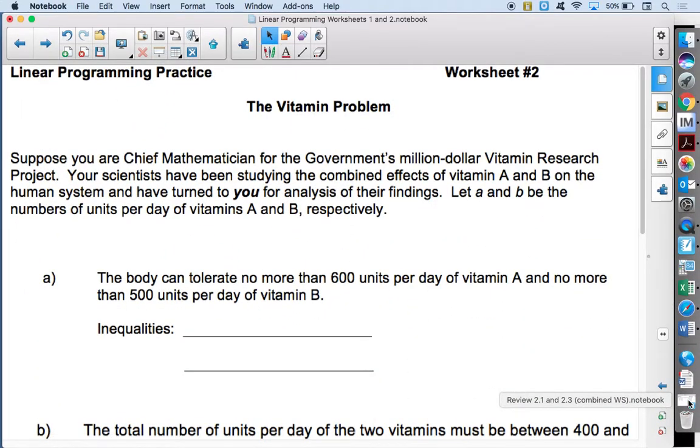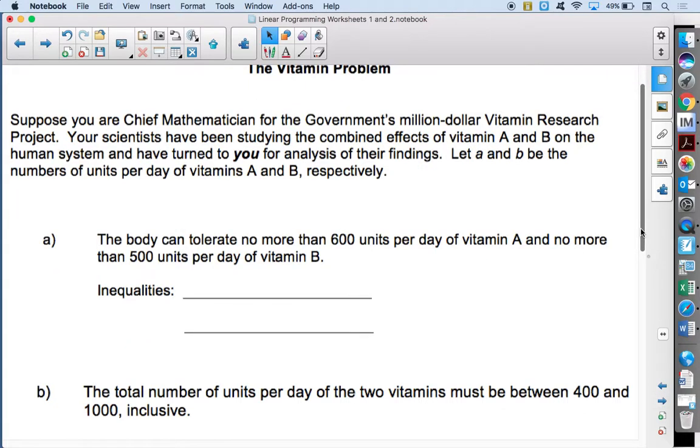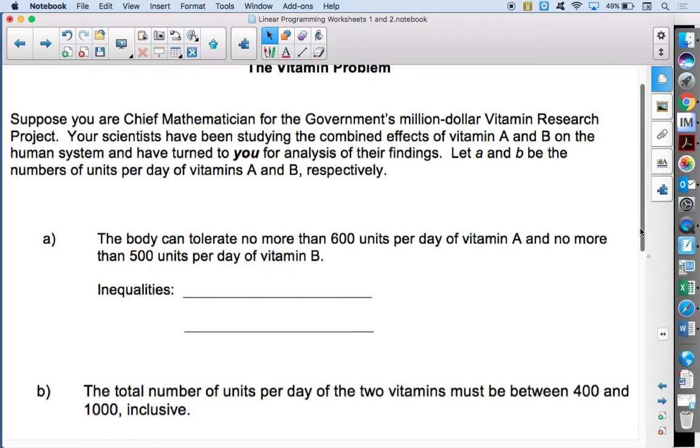Alright, so let's look at the vitamin problem. We're going to work through the inequalities together, and then you'll have the rest of the period to work, which should be about 15 minutes. It won't take us long to go through these. So the vitamin problem. Suppose you're a chief mathematician for the government's $1 million vitamin research project. So you went to college, you decided to be a statistician, and now you work for the government along with their scientists who are studying the effects of vitamin A and B on the human system. They turn to you to analyze the information. Each constraint here is separated instead of it being one huge word problem.